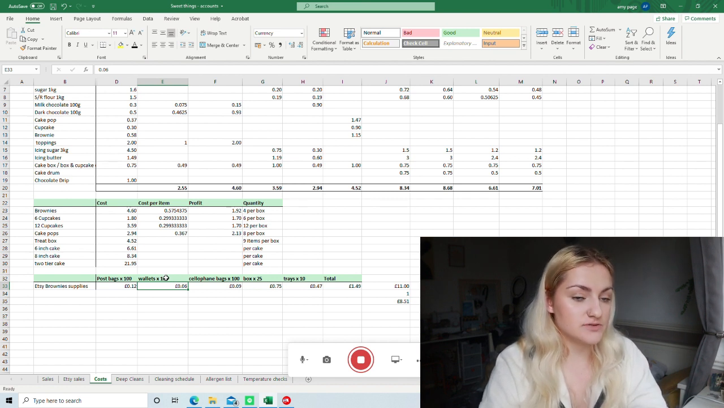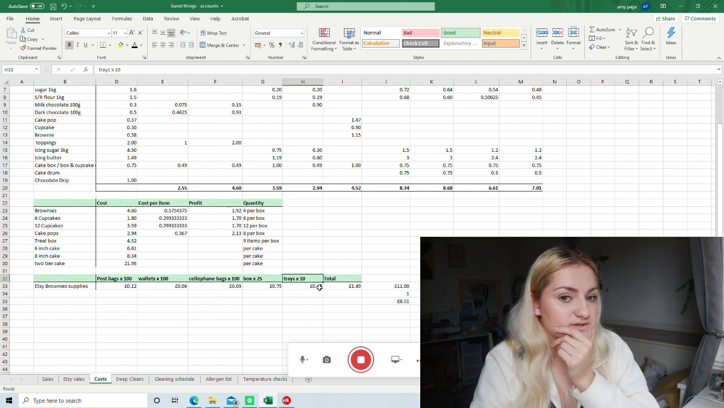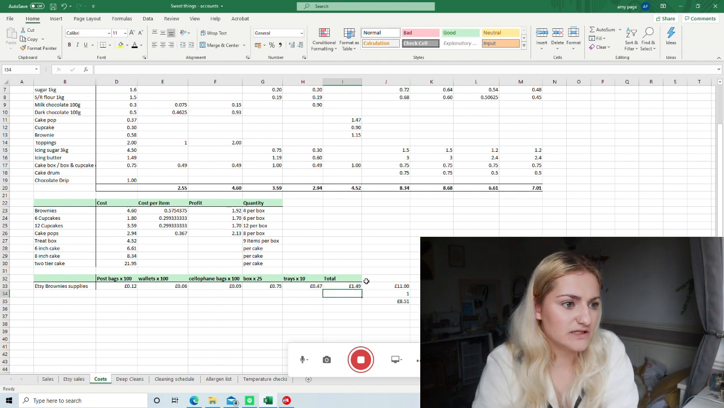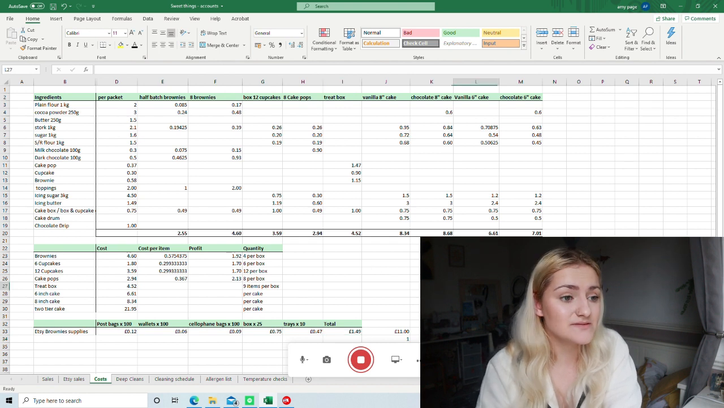So I'm assuming that those wallets were £6 because 100 of them make 6p. Then cellophane bags, boxes, 25 boxes, so that's 75p a box. The trays that you actually bake them in and post them in. So yeah, that then comes to £1.49. So I don't really know how much to go in depth on this because that kind of covers everything.